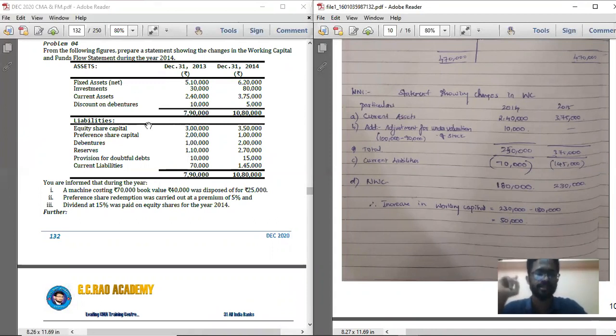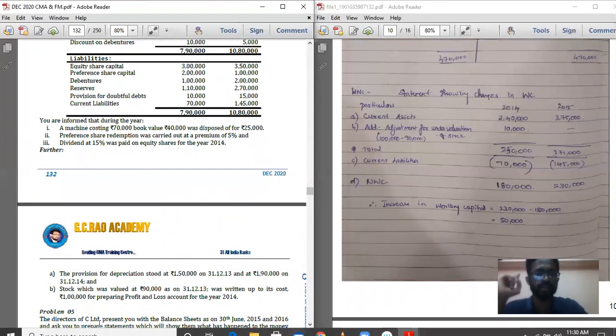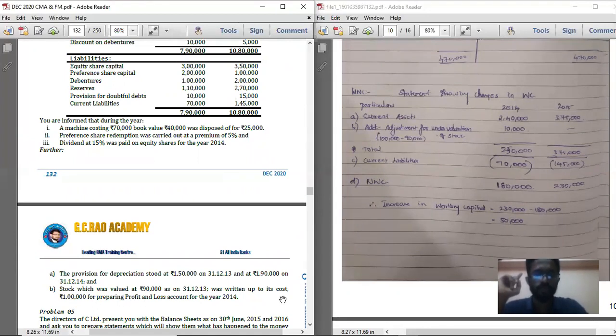Here they have directly given current assets of 2,40,000 and 3,75,000. Only one adjustment related to current assets is given. That is, closing stock is valued at 90,000, which is written up to cost. Last year ending it is valued at 90,000, but current year ending they have taken it to 1 lakh. So last year's stock, which is less, has been valued more this year. So last year you should add 10,000 back, so that it will come to the same valuation, that is 1 lakh.